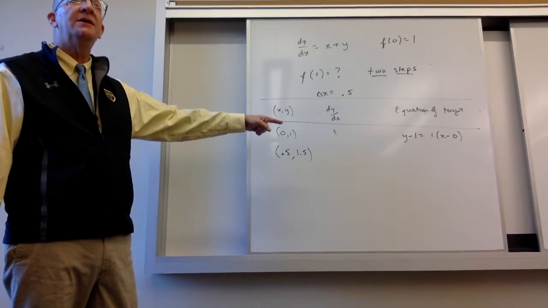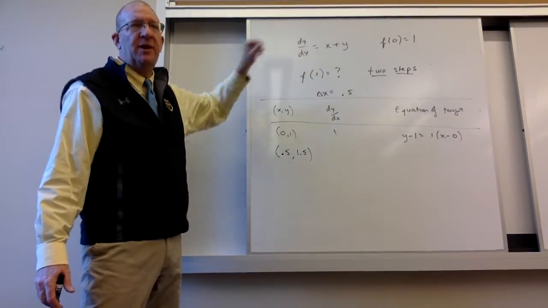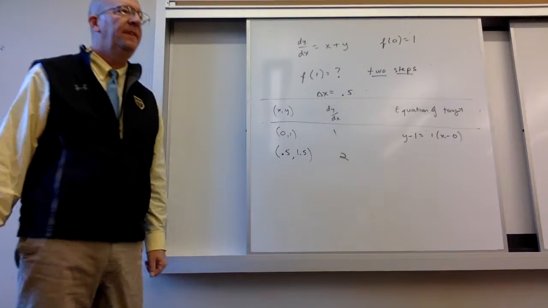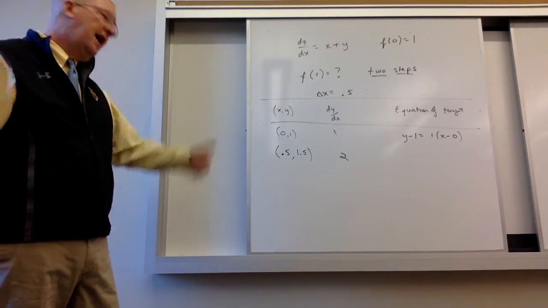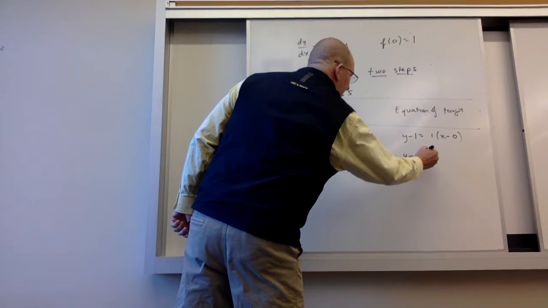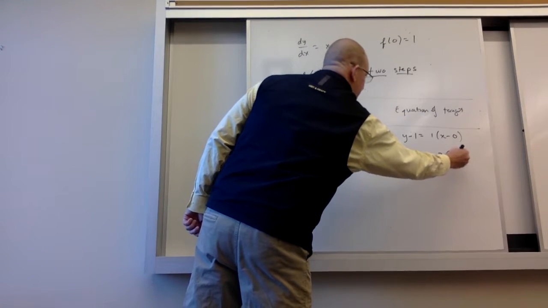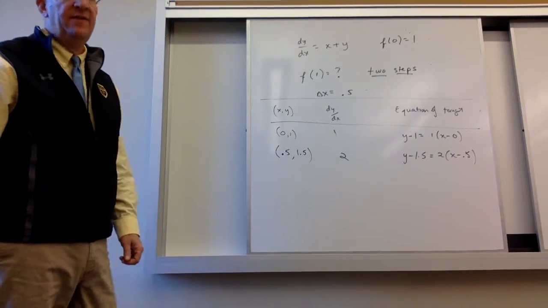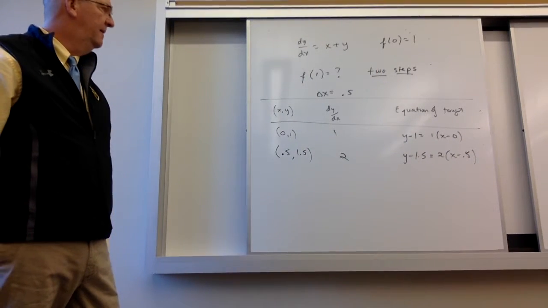Okay, let's get a new dy/dx. There's my dy/dx equation, x plus y. X plus y gives me a dy/dx of 2. Right? Ask the knuckle draggers in Algebra 2. Give me the equation of that line. 2 times x minus 0.5. There's my equation of the tangent line.